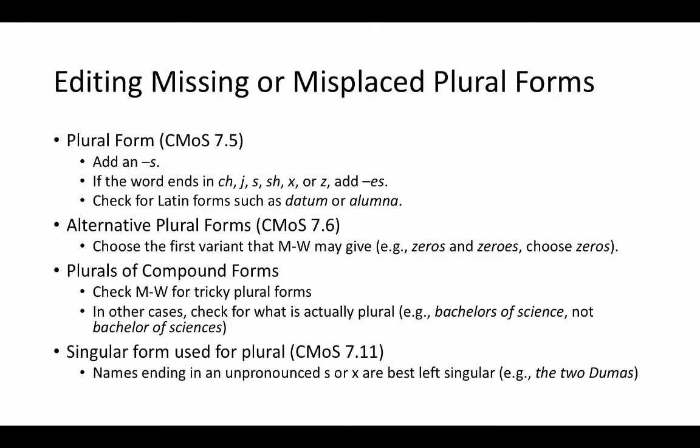For the singular form used for plural, check for names ending in an unpronounced S or X, and Chicago recommends just leaving it as singular even if you mean plural. So for example, the two Dumas rather than the two Dumases.